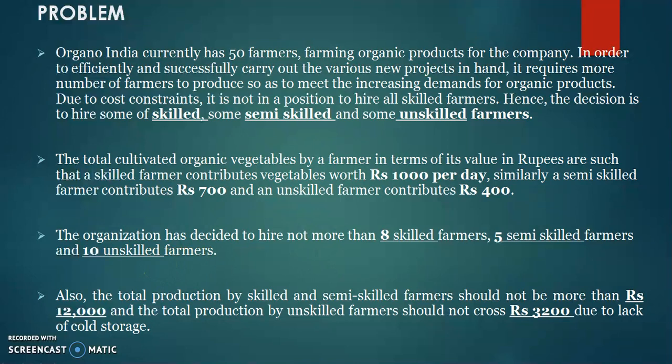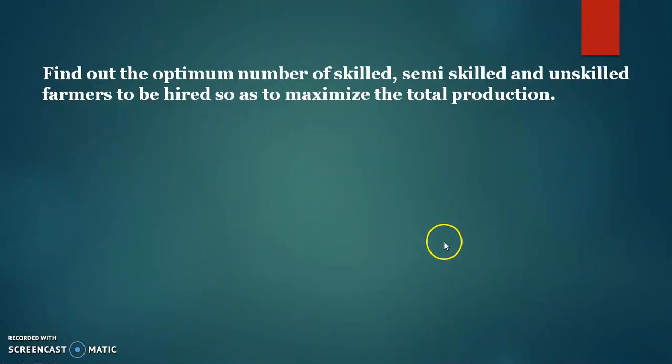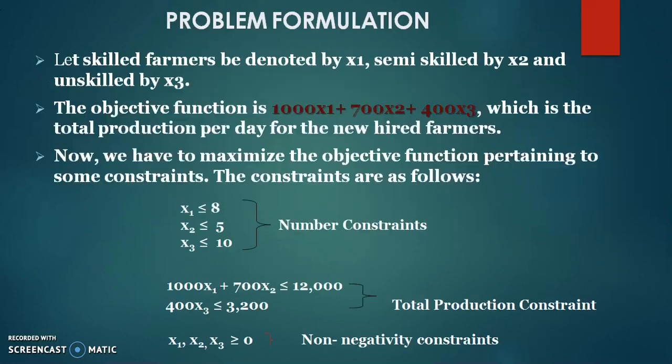Also, the total production by skilled and semi-skilled farmers should not be more than rupees 12,000, and the total production by unskilled farmers should not cross rupees 3,200 due to lack of cold storage. So, our objective is to find out the optimum number of skilled, semi-skilled and unskilled farmers to be hired so as to maximize the total production. The problem formulation is as below.